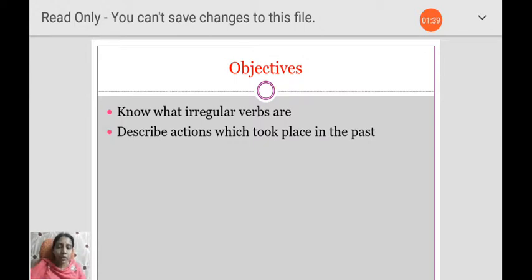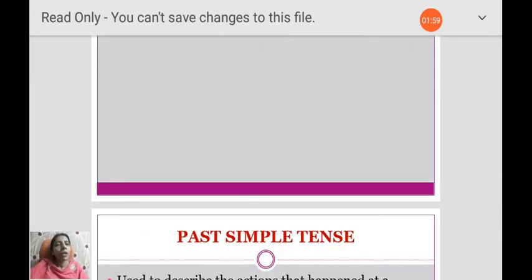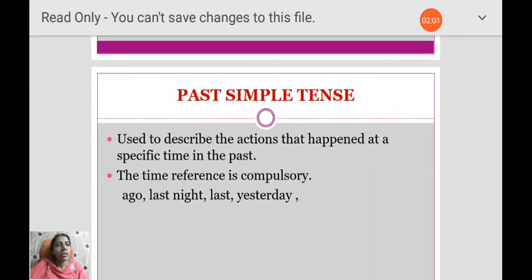I would like you to know that irregular verbs and regular verbs are the foundation stones for learning the past simple tense. Once you master them, it's very easy for you to write the past simple tense. Now let us look at the tense.